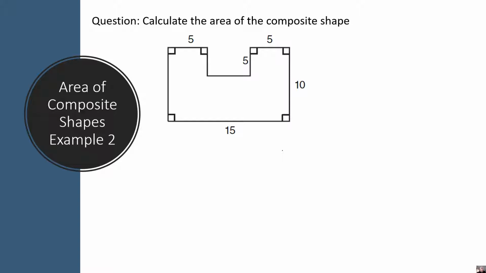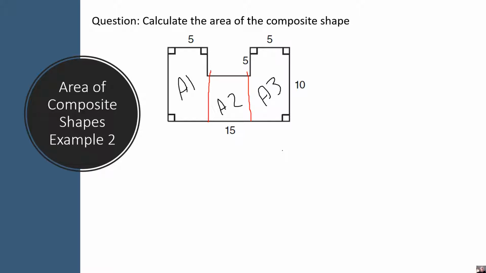All right, example 2. So here we've got a similar shape. It's rectangular, but there's like a little rectangle come out of the top. So what we need to do is divide it up into simpler shapes that we do know how to find the area of. I'm going to draw a line down here, a line down here, and that gives me 3 rectangles. So we'll call the first one area 1, the second one area 2, and the last one area 3.